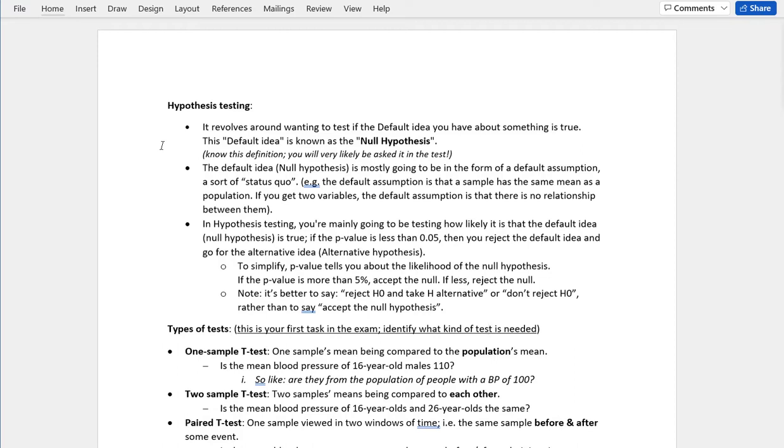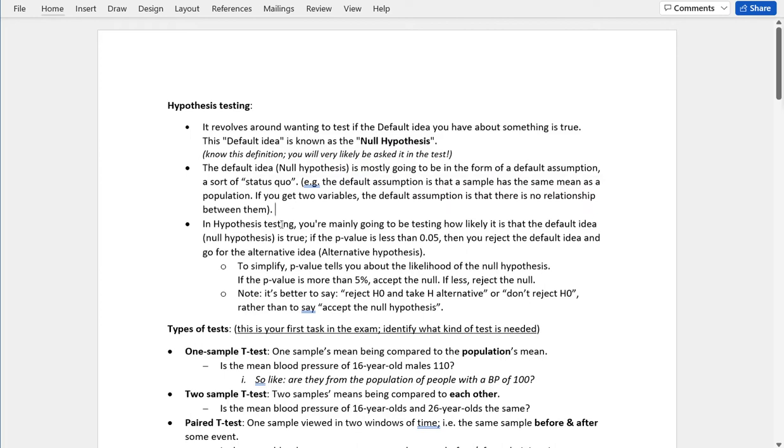But let's go stepwise once again from now on. So basically, we have defined null hypothesis. What is a null hypothesis? It is the default idea that you want to test, that you want to see whether it is true or not. That is the definition of the null hypothesis. Basically, default idea. And this default idea is most likely in the form of some sort of default assumption about the population, this sort of status quo that you want to test, and you want to see, is it actually true or not.